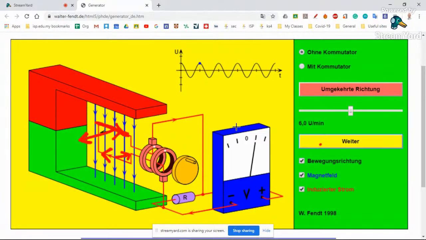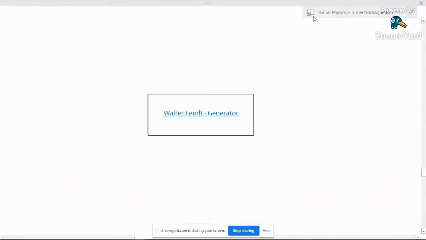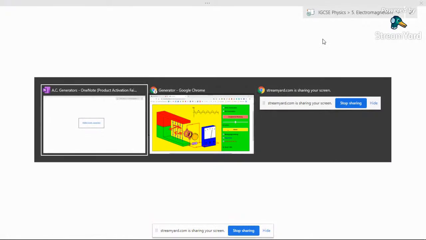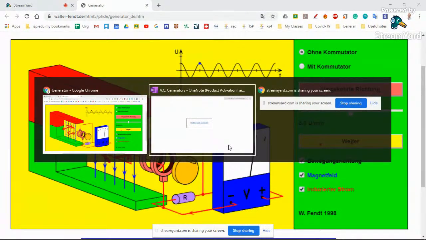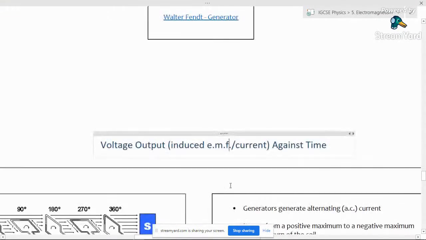So if I let that play again, oh, how do I turn this pen off? No way to turn the pen off. Okay. Anyway, we'll just go back to the OneNote.